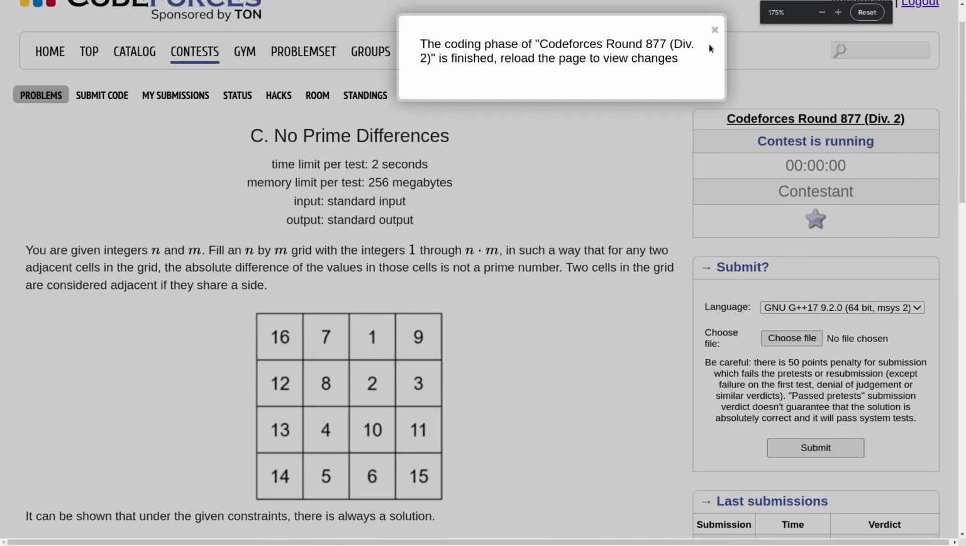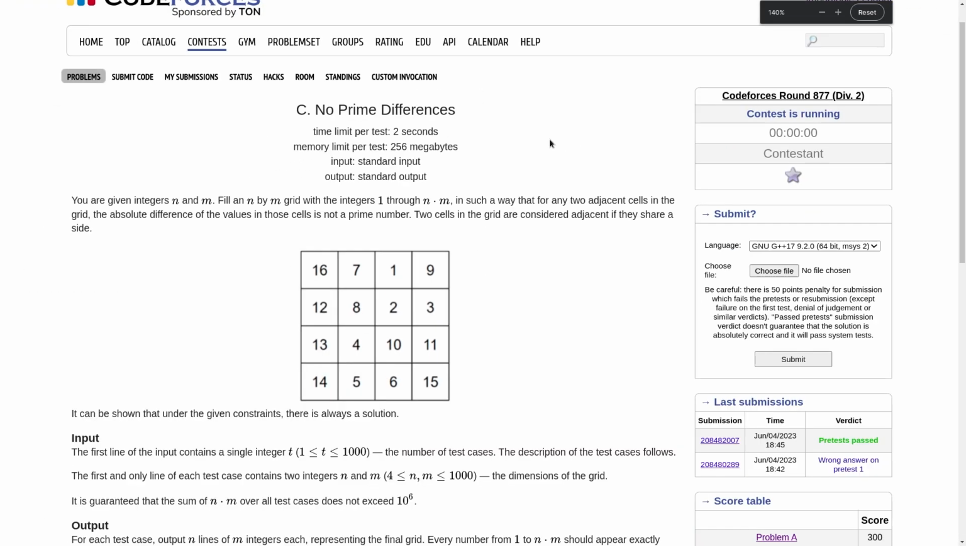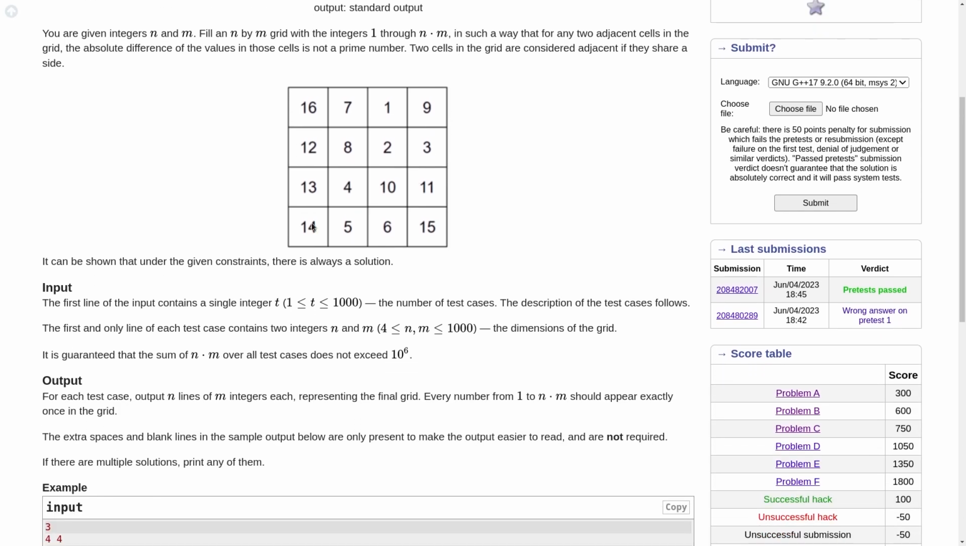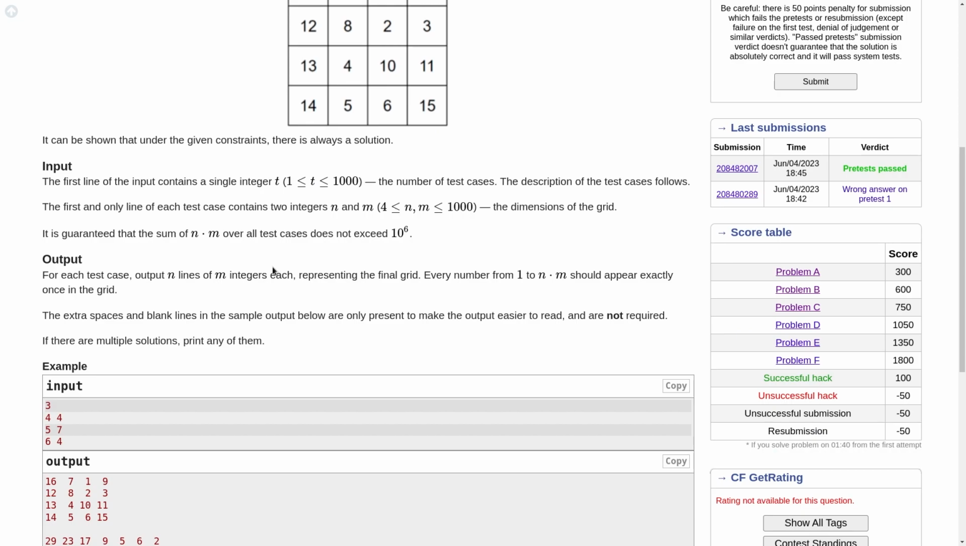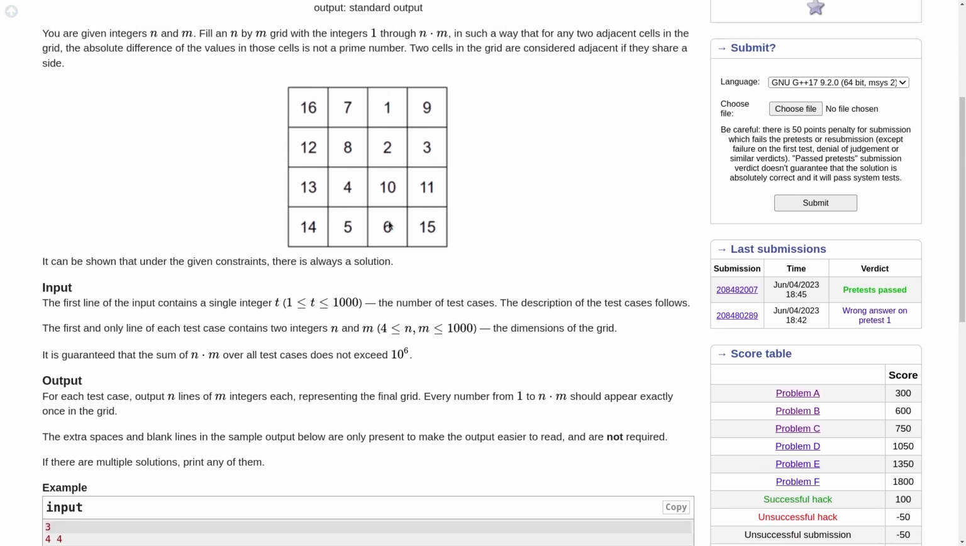Now coming to the third problem. So this problem again had some interesting observation, and you can easily solve this problem if you are clear about this particular observation. So basically, you have been given two variables n and m, and you have to form an n into m grid, and you have to fill it with numbers from 1 to n into m, right?